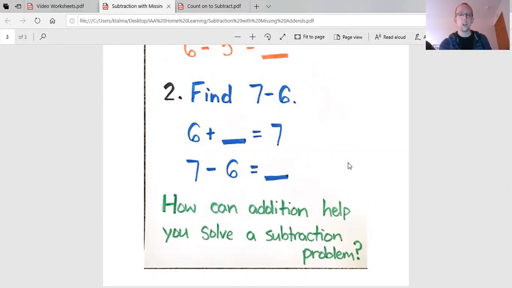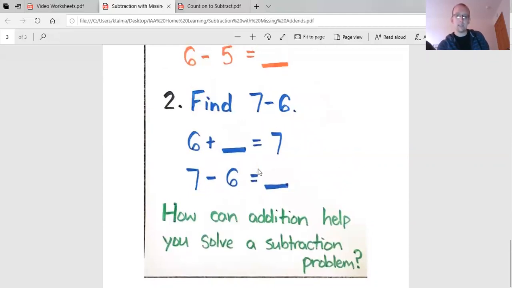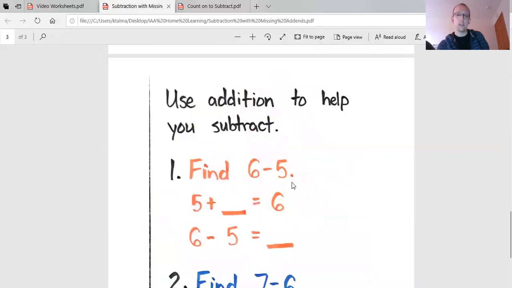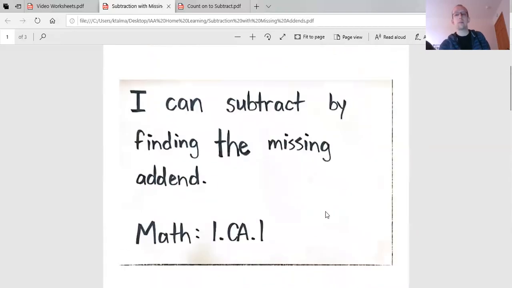Very good. So hopefully you've learned a little bit more about missing addends, and you can use that strategy to help you subtract. Remember, our objective by the end of this lesson, what you should be able to say at the end of this lesson is, I can subtract by finding the missing addend.